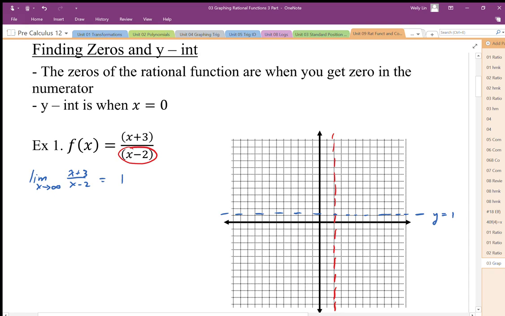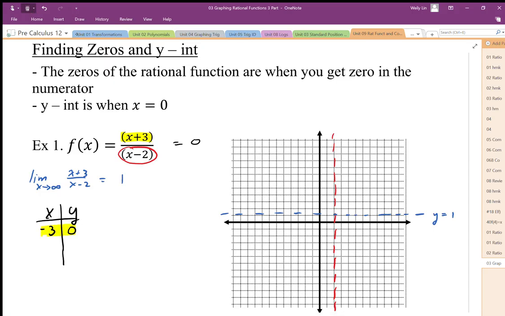Now, when I graph this, I can find some other points. And the points I'm going to use are the zeros and y-intercepts. So when we talk about a zero, we're talking about when y is 0, what is x? Well, we can find zeros from the numerator. If the numerator is equal to 0, then this whole function is equal to 0. So when y is equal to 0, make the numerator equal to 0, our x value is going to be -3. So that coordinate is a point that we can get from the numerator.